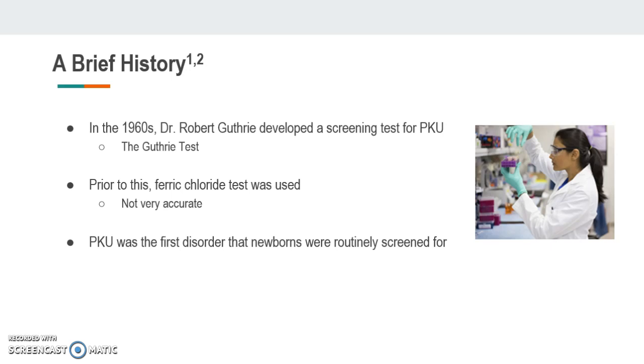The development of the Guthrie test led to more accurate screening results, and it is what we still use today for newborn screening. PKU is the first disorder to be regularly screened for in newborns due to the devastating consequences if not treated early on.